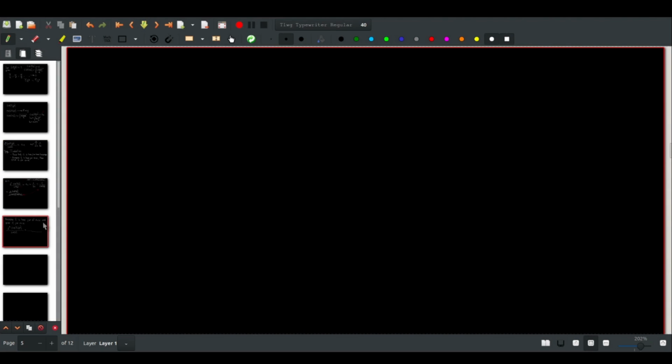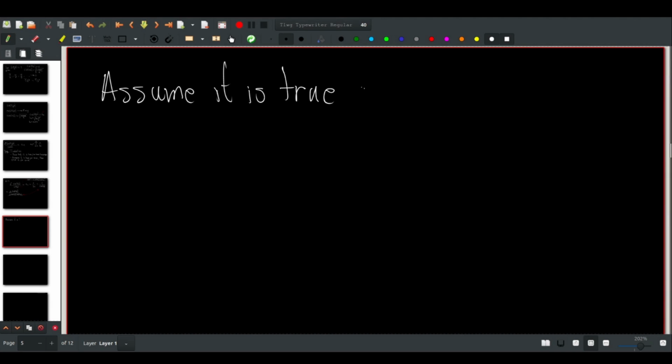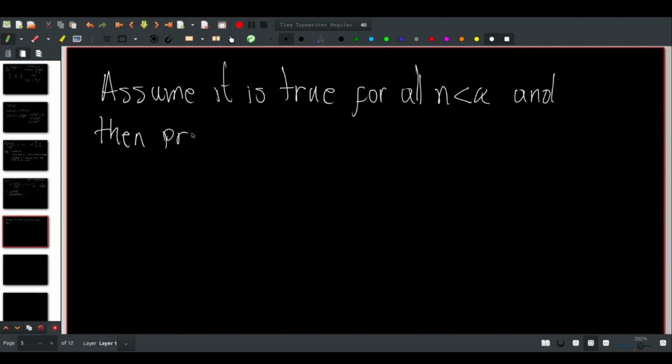So now, to complete our proof by induction, we need to assume that it is true for all n smaller than k, and then prove it for n equals k.